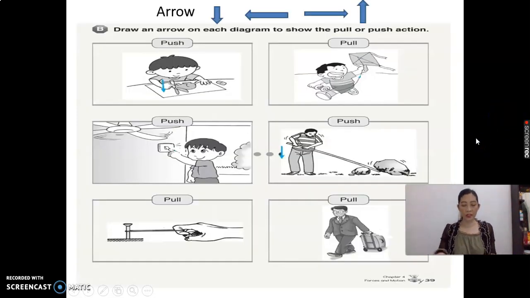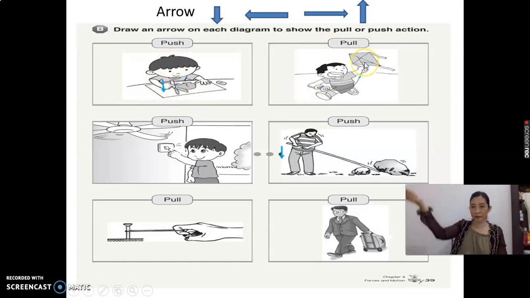Okay. Page 39. Letter B, draw an arrow. This is the arrow. Add it to the diagram to show the pull or push action. Number 1 is push. Number 2 is push. Number 3 is pull. Number 4 is pull. Number 5 is push. And number 6 is pull. Number 1 is already answered. This is push. That's why the arrow is here.